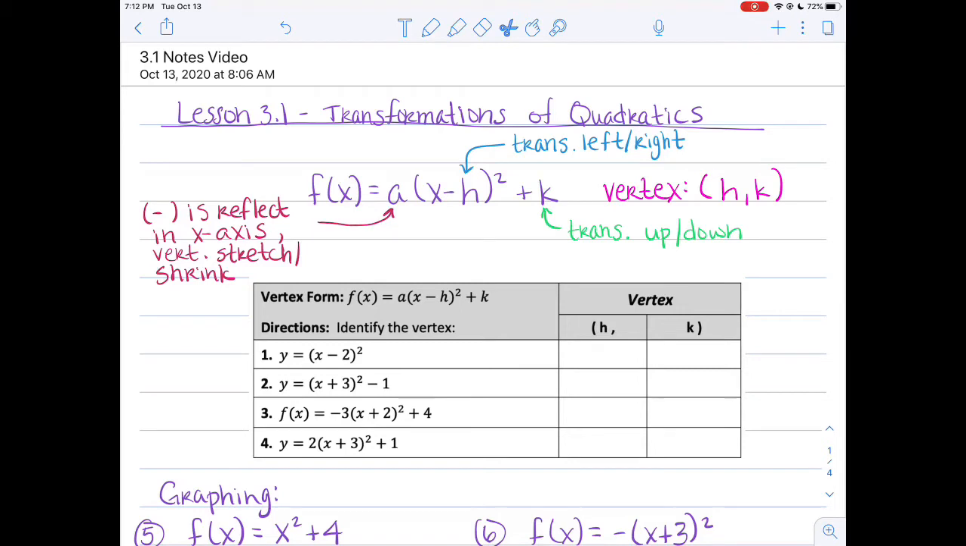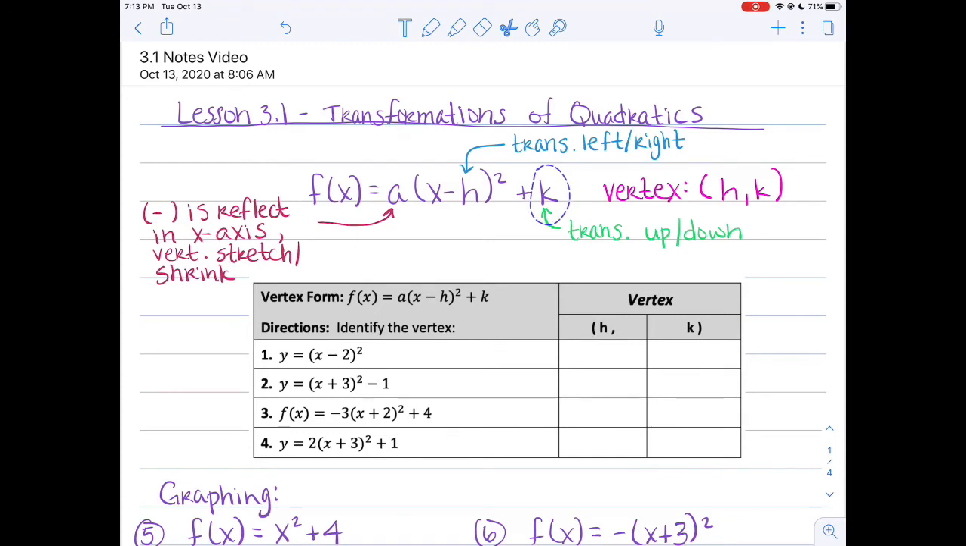We can also use h to translate left and right. Remember that that's horizontal, inside with x, and so it goes the opposite of what we think it would because of this negative sign right here. And then finally, if we have a number that's added or subtracted at the tail end, that's a translation up or down. In this form, the reason it's called vertex form is because the vertex is very easy to pick out. The vertex is at h, comma, k. That's the x and the y value.